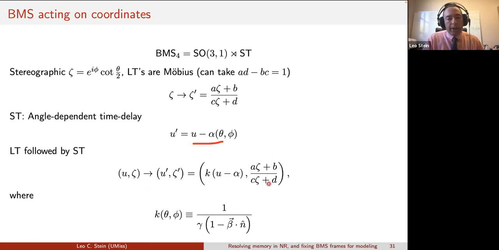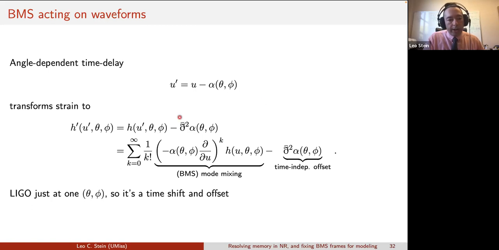So you can take stereographic coordinates on the sphere, you can do a Mobius transformation of them, and you can also advance and delay the times like this. So if you do this to the coordinates, then you should do a pullback and figure out what happens to the strain that you're trying to model. So what does it do to the strain?